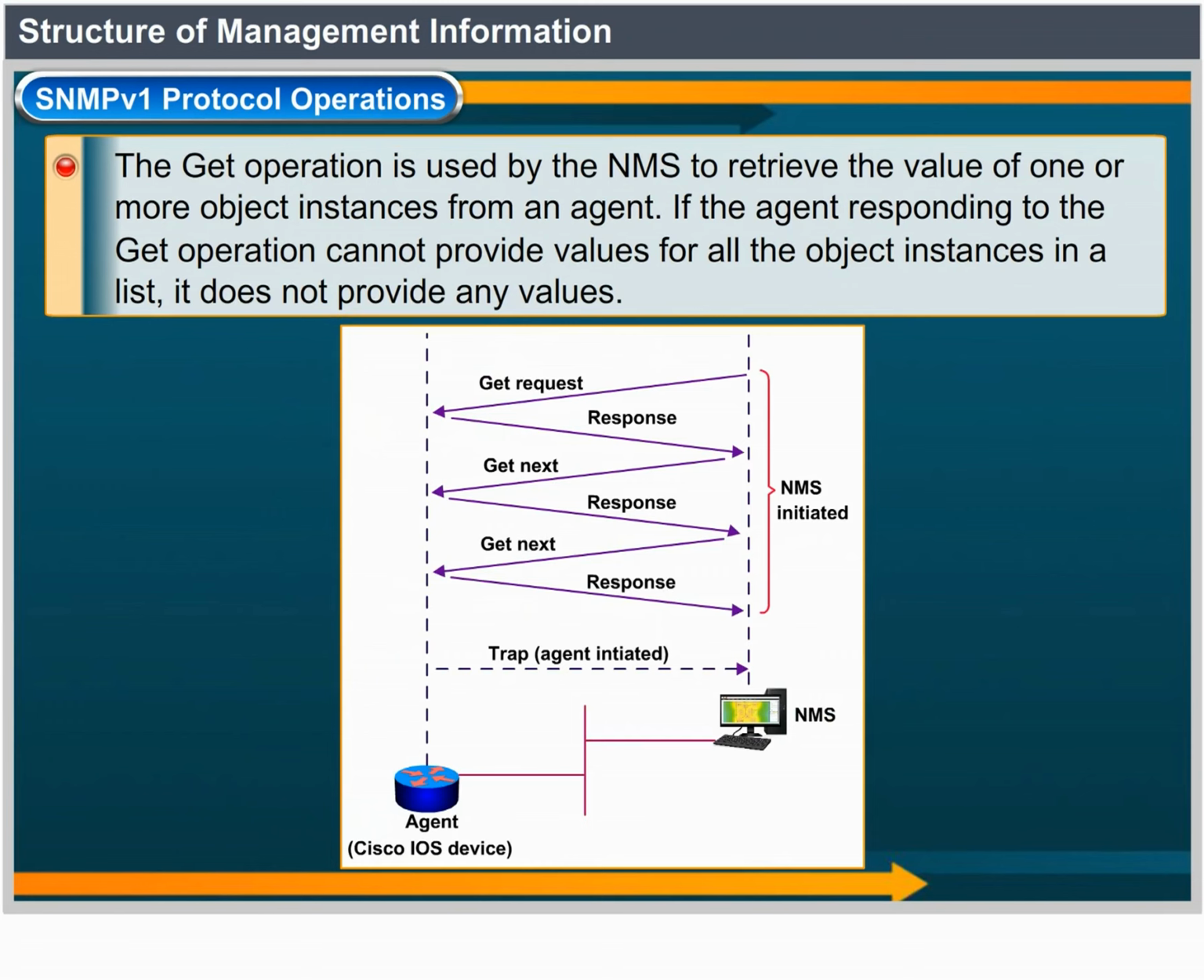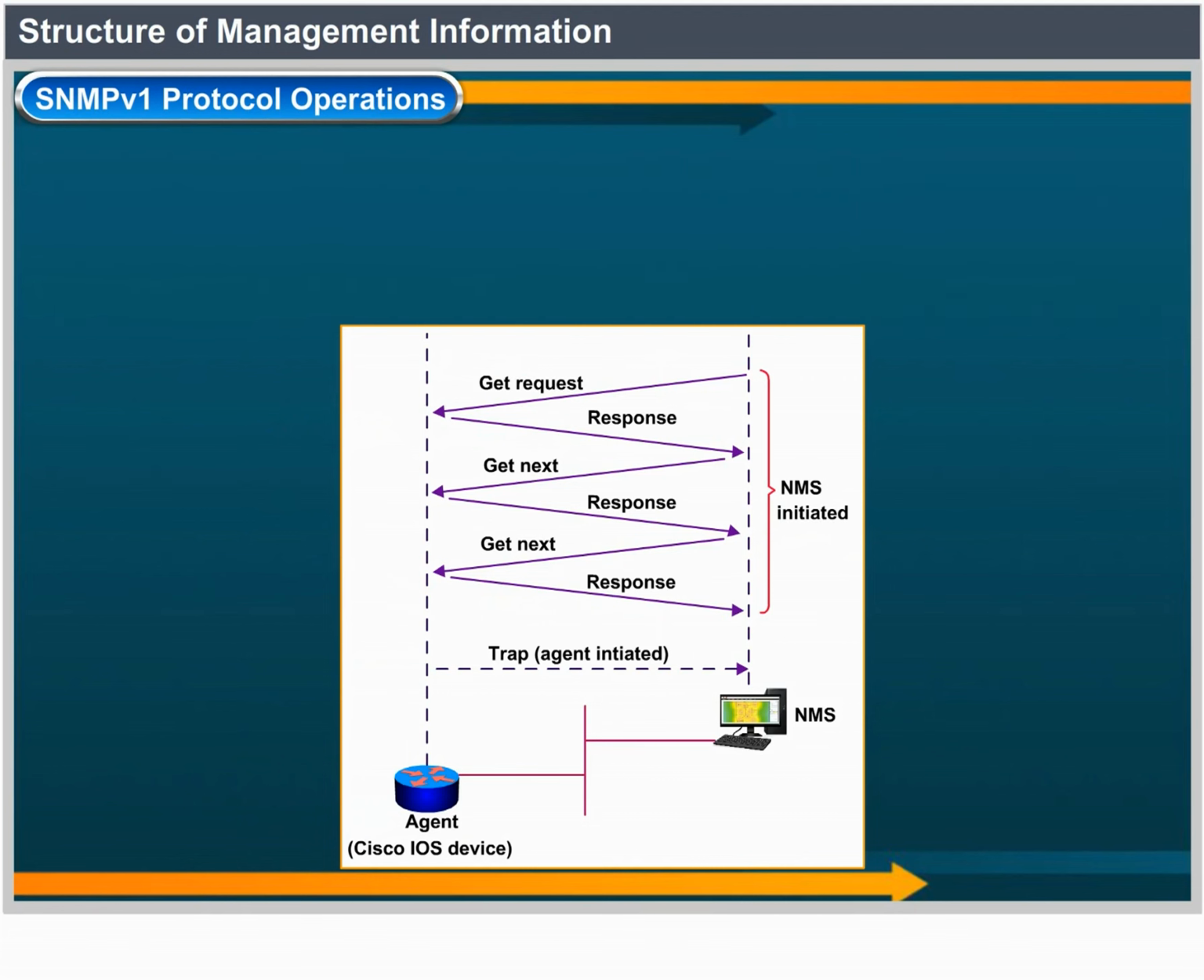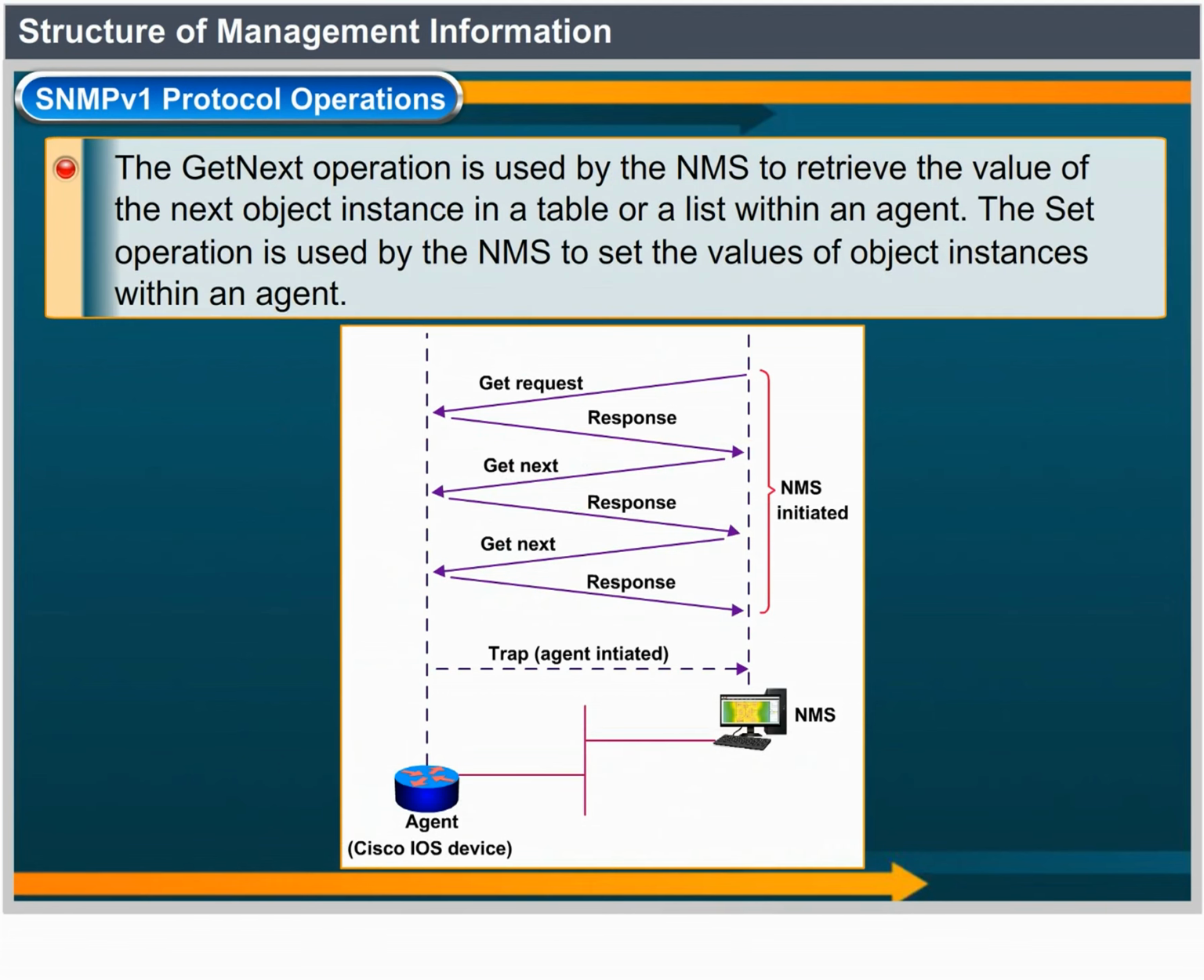The getNext operation is used by the NMS to retrieve the value of the next object instance in a table or a list within an agent. The set operation is used by the NMS to set the values of object instances within an agent. The trap operation is used by agents to asynchronously inform the NMS of a significant event.